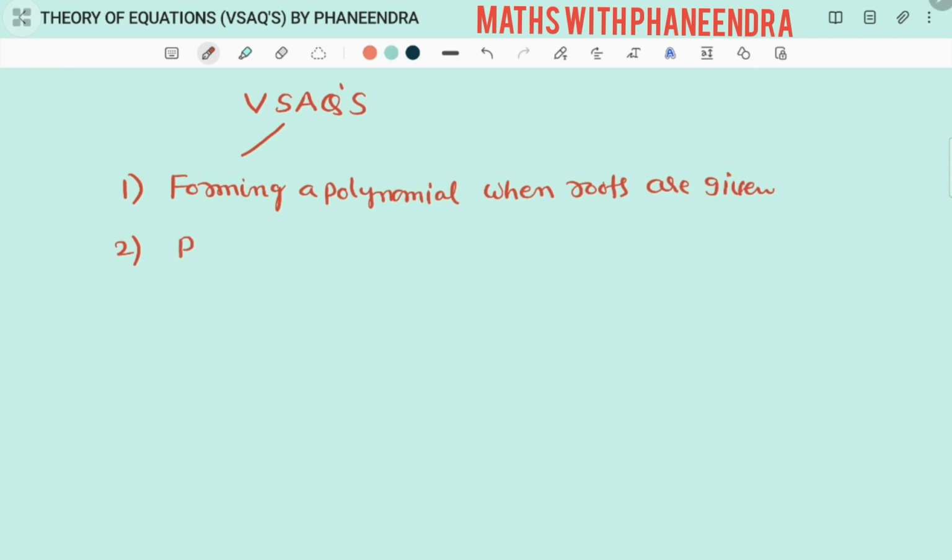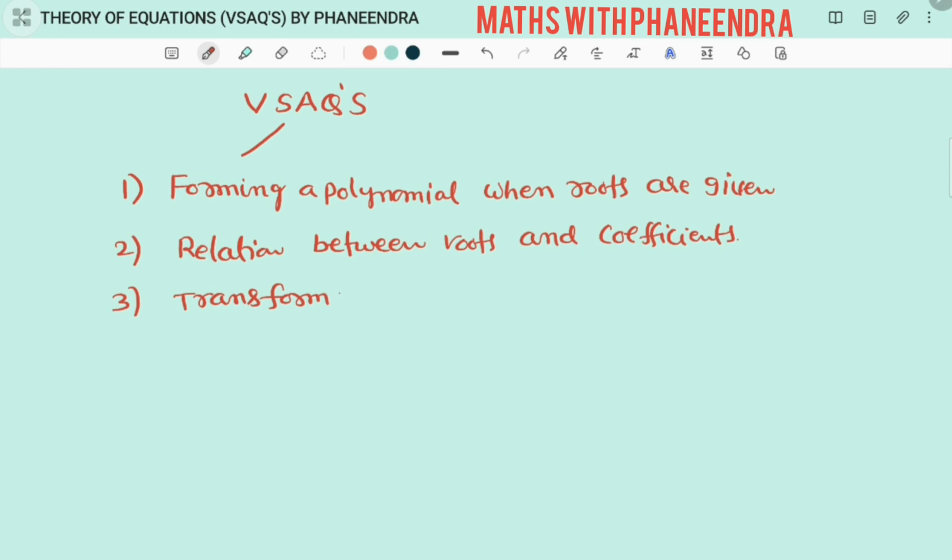This is very, very important. Relation between roots and coefficients. And the third one, transformation, that means transformation of equations. So one by one we will discuss these concepts.